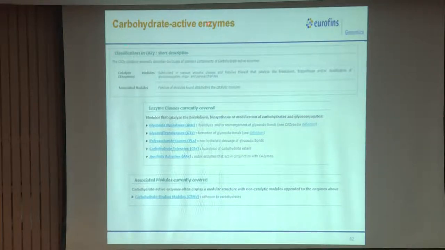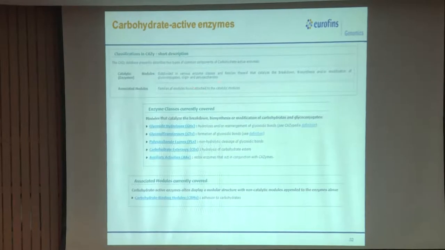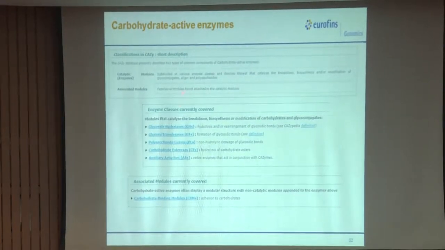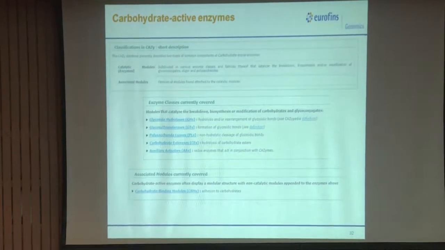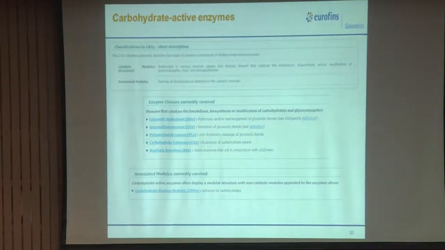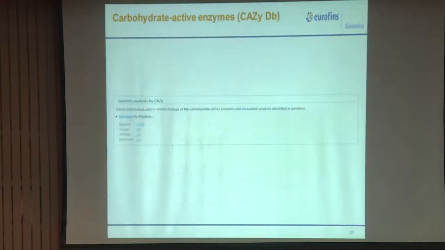Then we have carbohydrate active enzymes, CAZy it is being called. In this we have information about carbohydrate active enzyme sequences. This is also again a database. We can BLAST against this database and identify that information, right. In this again we have bacteria, viruses, archaea and eukaryotes, and the numbers are updated every year. So the numbers go on changing.